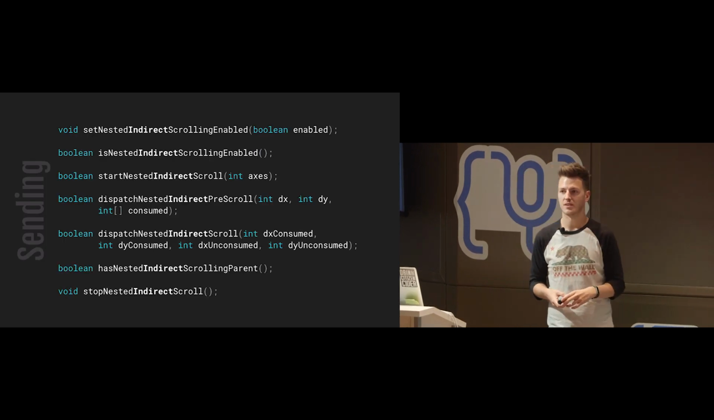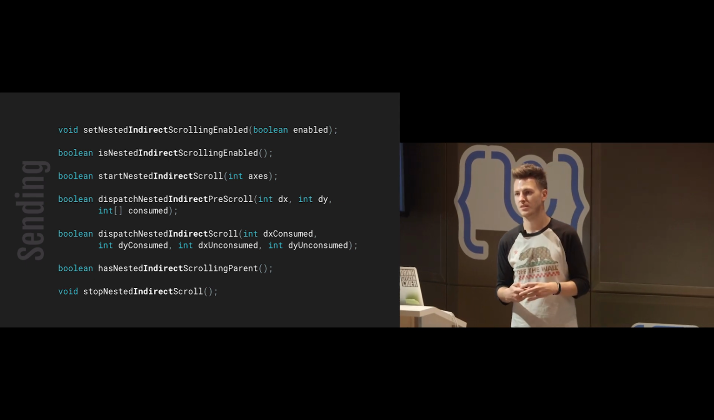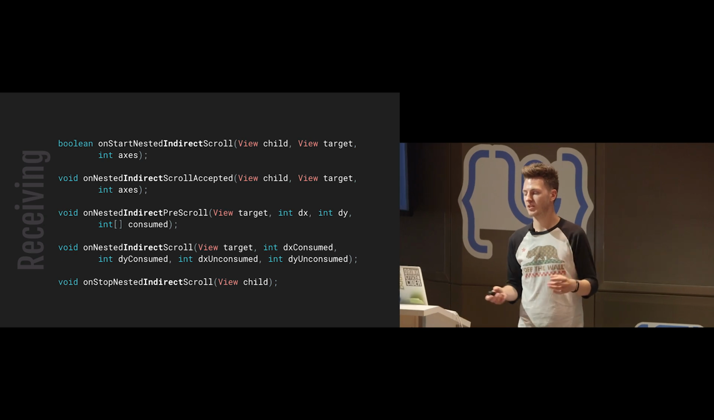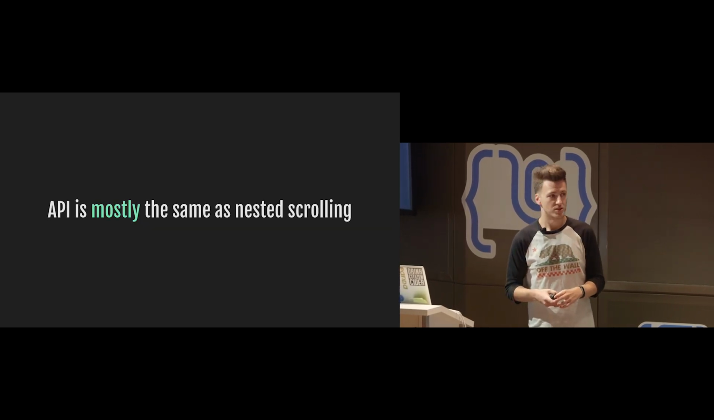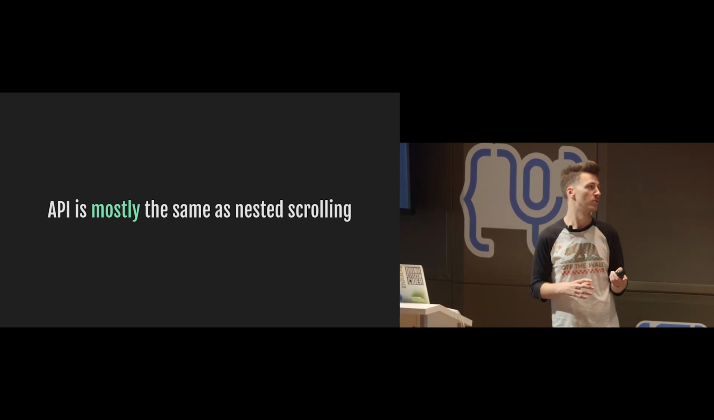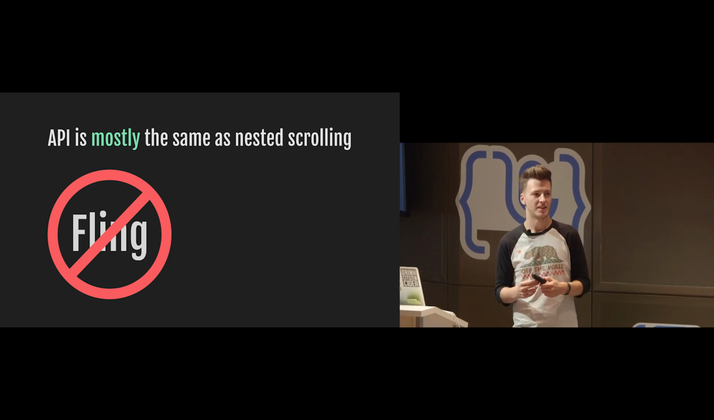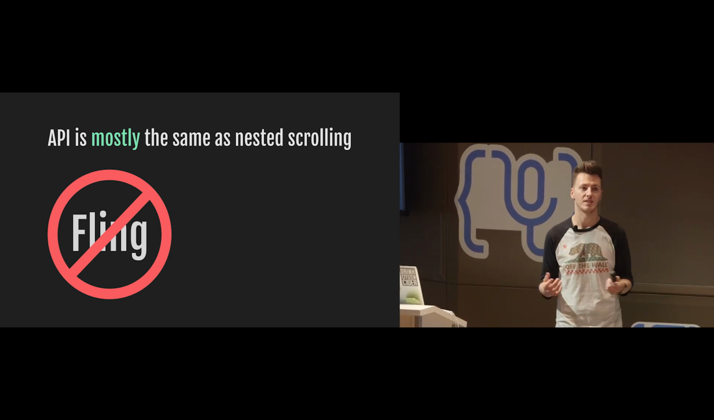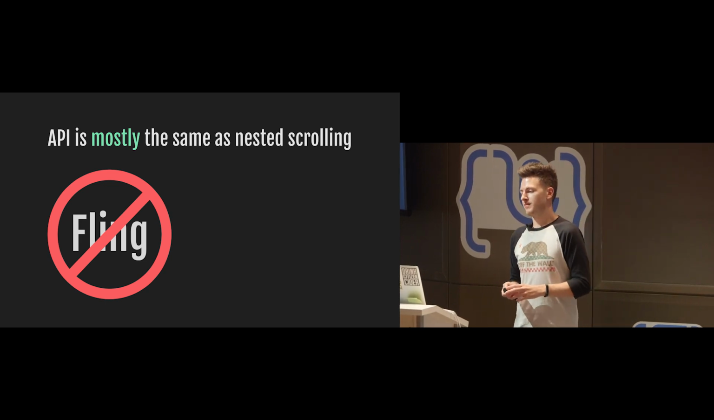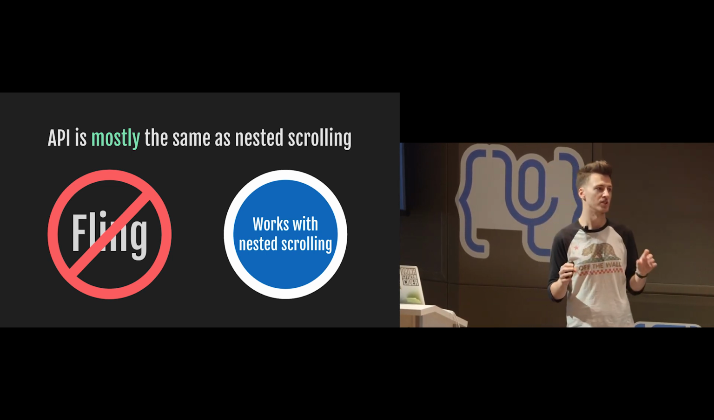So let's take a quick look at the API. You're probably getting déjà vu here because the API is pretty much exactly the same as nested scrolling. It's just that you'll see there's a new indirect keyword in the method. That's the sending side, this is the receiving side. Again, very similar. There are two important differences. The first is that there are no fling methods currently, because the whole reason we're creating it is so that we can react to fling, so starting a fling isn't going to really work. The other thing to know is that it works with nested scrolling. It doesn't replace it, it works in tandem with it.